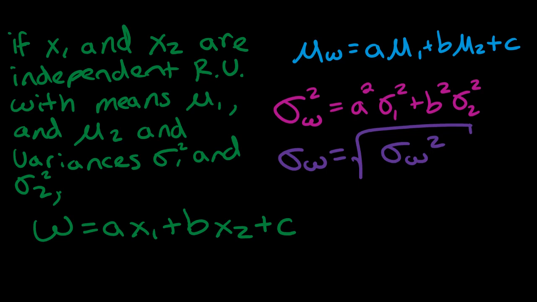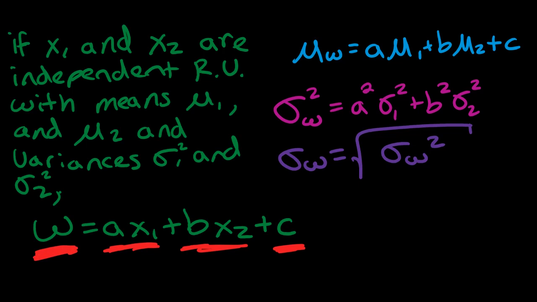You see here, w is equal to some constant a times x1, some constant b times x2, and then some constant c out in the back. Okay, so that's some way of combining the random variables x1 and x2. Since x1 and x2 are random, w will also be random. Okay, so what's the mean of w?